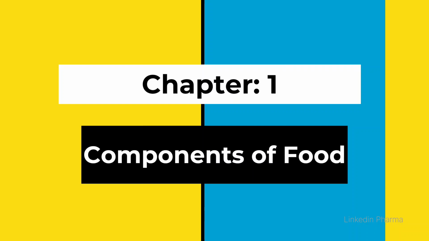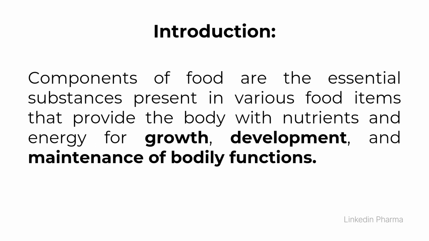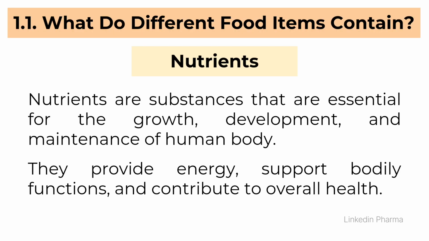Chapter 1. Components of Food. Introduction. Components of food are the essential substances present in various food items that provide the body with nutrients and energy for growth, development, and maintenance of bodily functions. What do different food items contain?